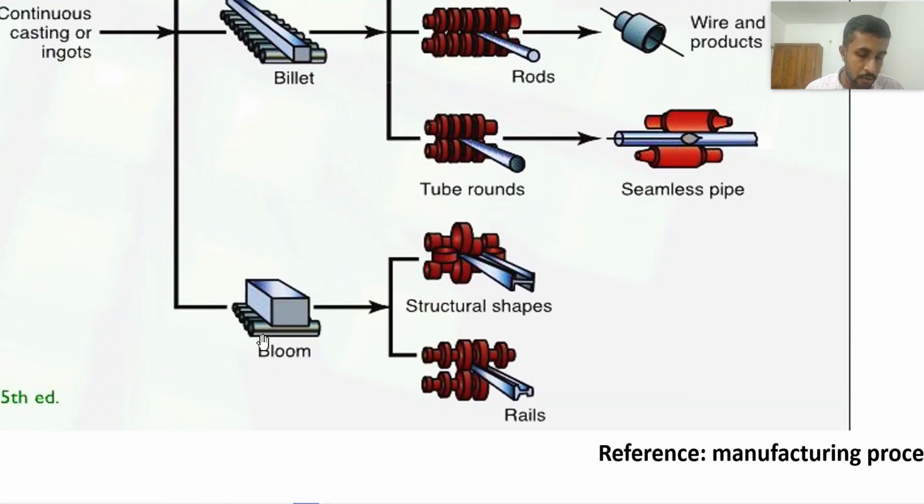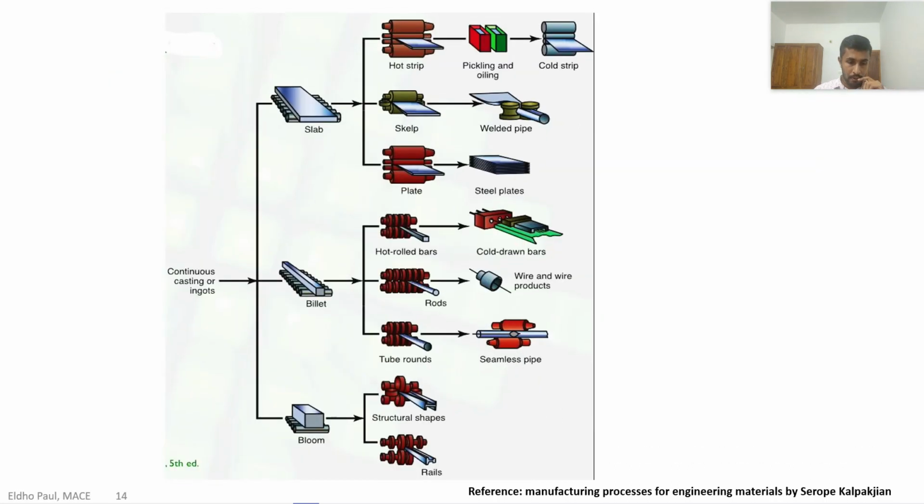And using bloom semi-finished product, we can make this type of structural components and rails, etc. So see this, the rollers are arranged in different manners. When the bloom material is passing through these rollers, we can make this type of cross section. According to the required cross section, we can arrange the rollers and we can make any cross section using this rolling process. Not only a flat cross section, we can make any variety of cross section using this rolling process. That is the advantage of the rolling process.